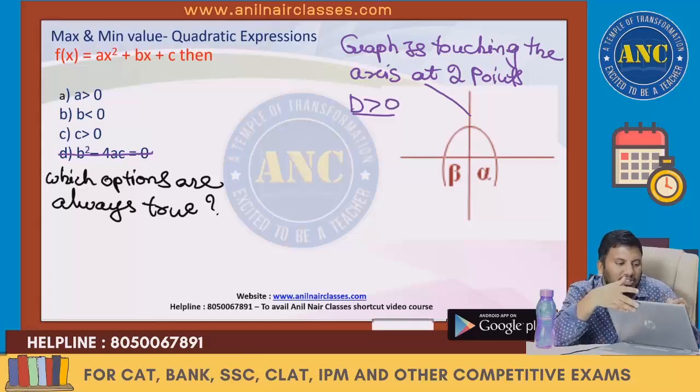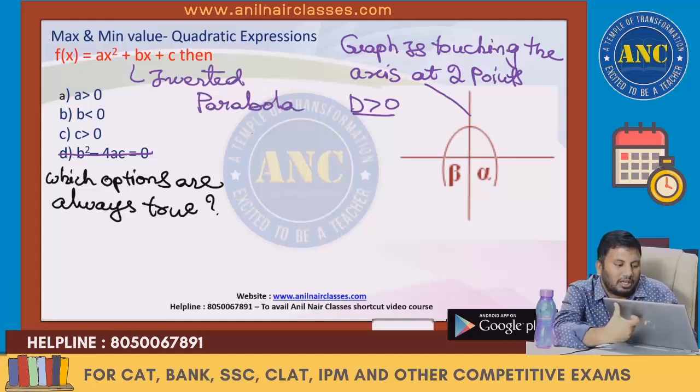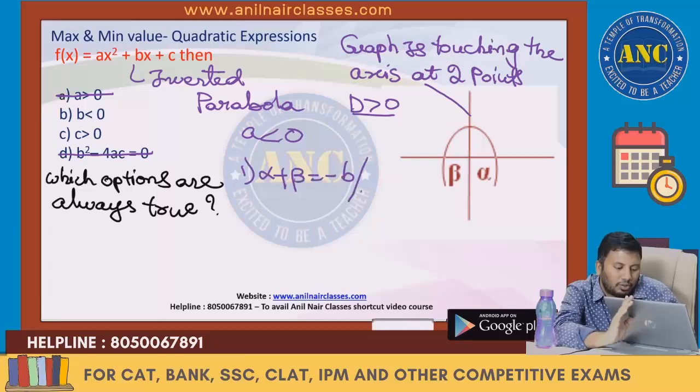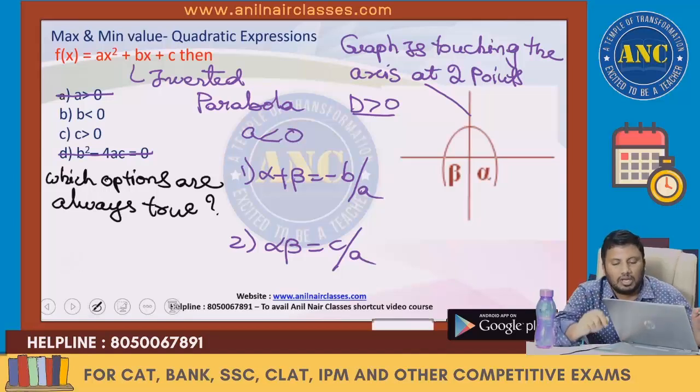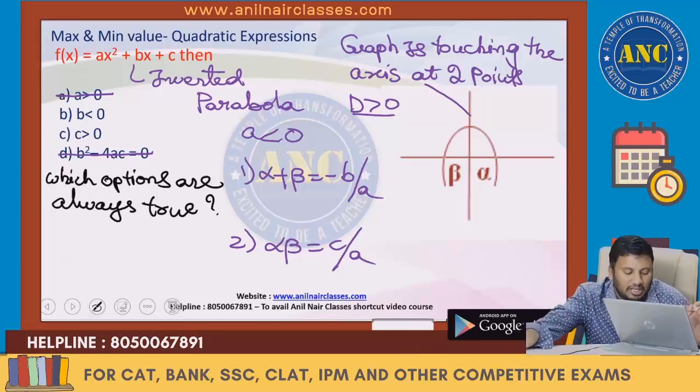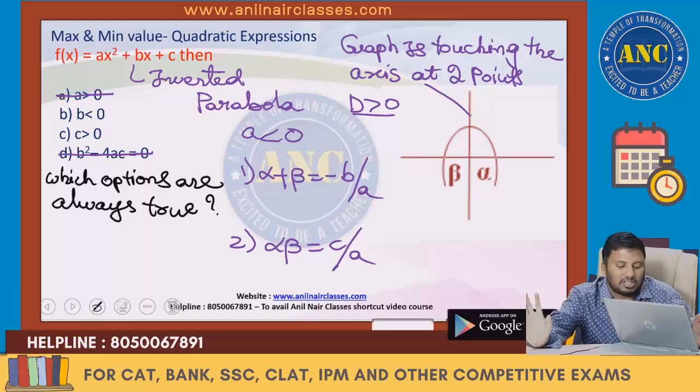The graph is an inverted parabola. Because it is an inverted parabola, A will be less than 0. Option A is false. Now we will use alpha plus beta equivalent to minus B by A and alpha beta equivalent to C by A. Sum of the roots and product of the roots we will use.